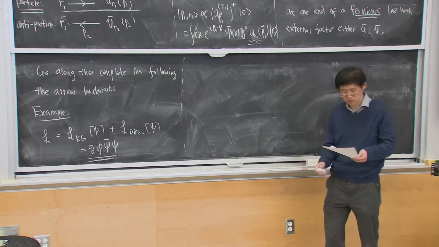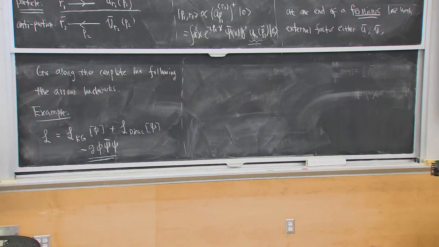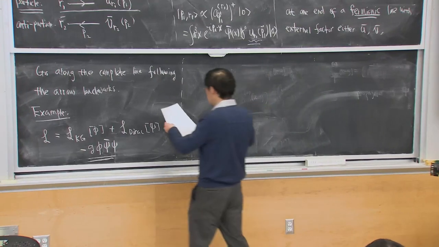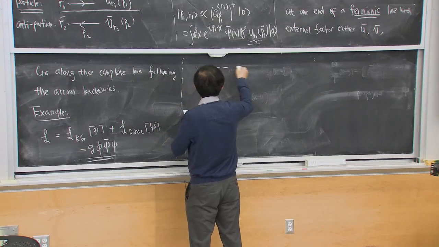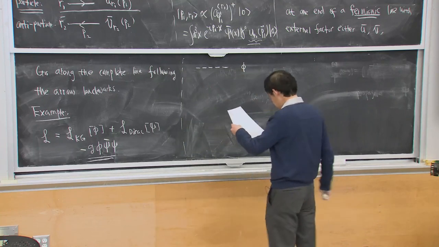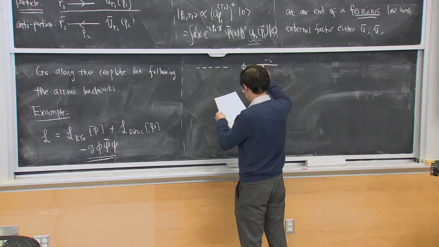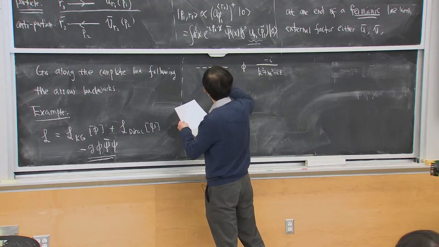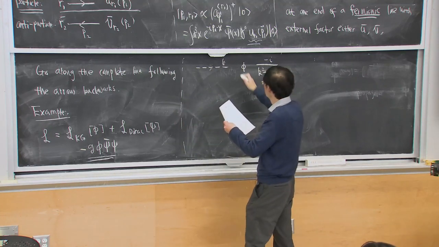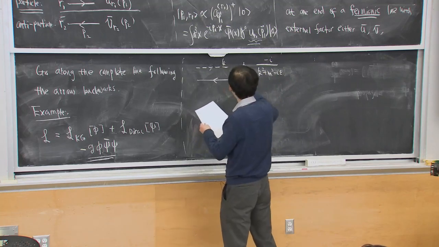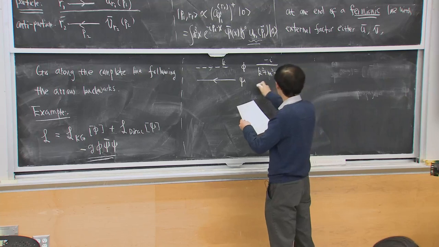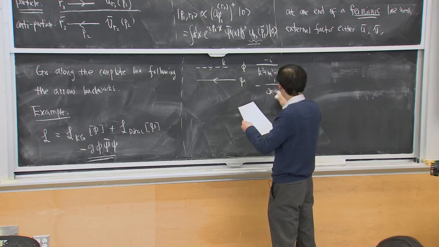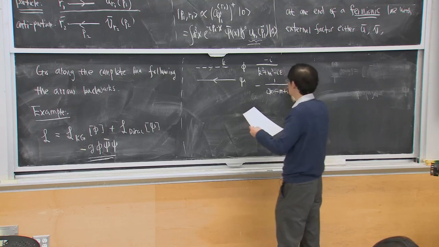And so now you can just draw the propagator. So for the propagator, let's denote this to be the phi, okay? And then this has the standard form minus i over k squared plus m squared minus i epsilon, if this has momentum k. We can also have fermionic lines that we draw using the solid line. So this again has the form i k slash plus m over k squared plus m squared minus i epsilon, okay?